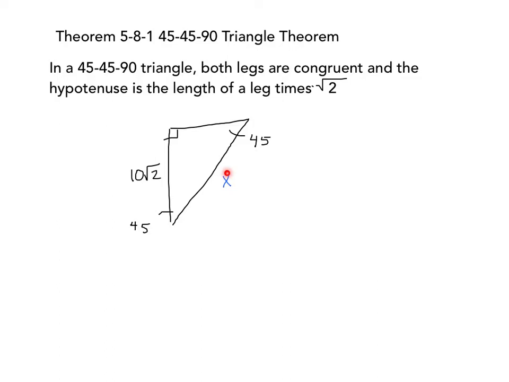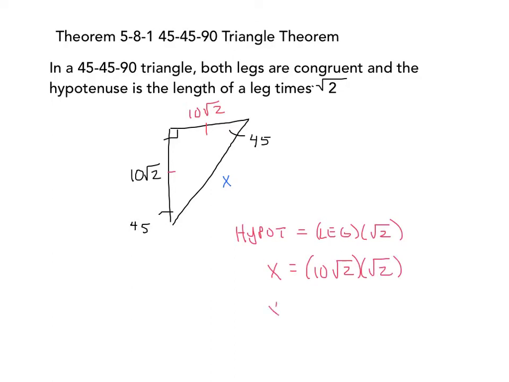So we can use this theorem directly, and it says both legs are congruent and the hypotenuse is the length of a leg times the square root of 2. So it's important to note first that you have 10 square root of 2, therefore you're going to have 10 square root of 2 here as well, because they are both legs. These two segments are congruent. Now what is x? How do we find x? Well, we know the hypotenuse is equal to a leg times the square root of 2. Or in other words, x is equal to, well, what's the length of a leg in this case? 10 square root of 2 times the square root of 2.